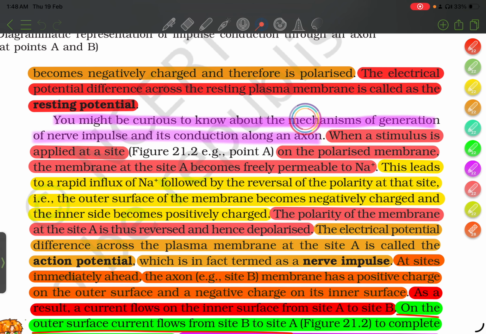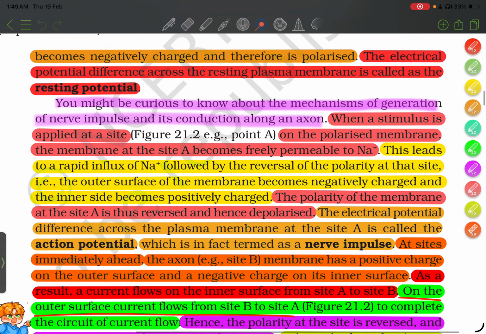You might be curious to know about the mechanism of generation of nerve impulse and conduction along an axon. When a stimulus is applied at a site on the polarized membrane, the membrane at the site becomes freely permeable to sodium ions. This leads to rapid influx of sodium ions followed by reversal of polarity at that site, that is, the outer surface of the membrane becomes negatively charged and the inner side becomes positively charged.